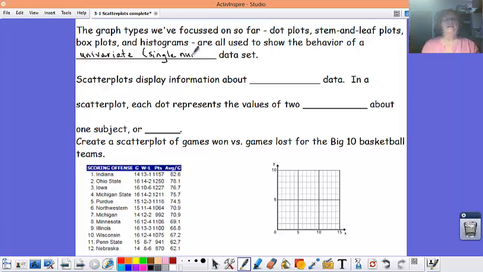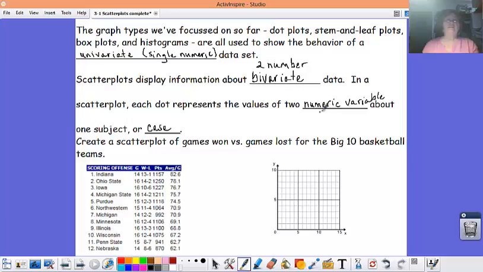Scatter plots, however, display information about bivariate data. And as you think about where that word comes from, bi means two, so this is about two numbers, or a data set about two numbers. In a scatter plot, each dot represents the values of two numeric variables about a single subject or case. You'll remember that the subject is what we are studying, okay? The variable is some quality about it.